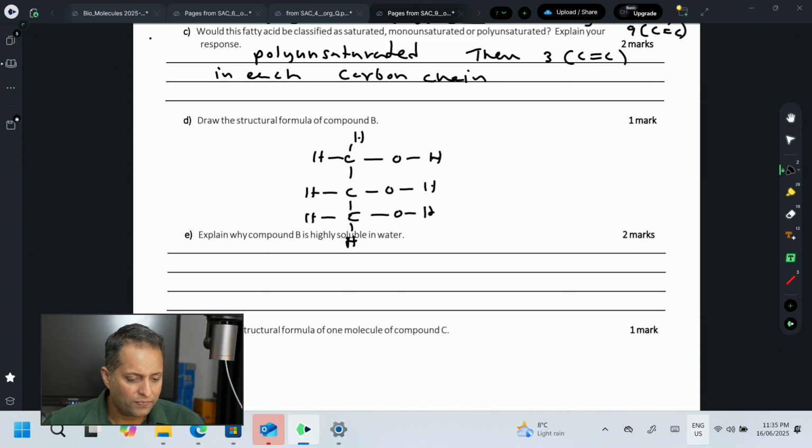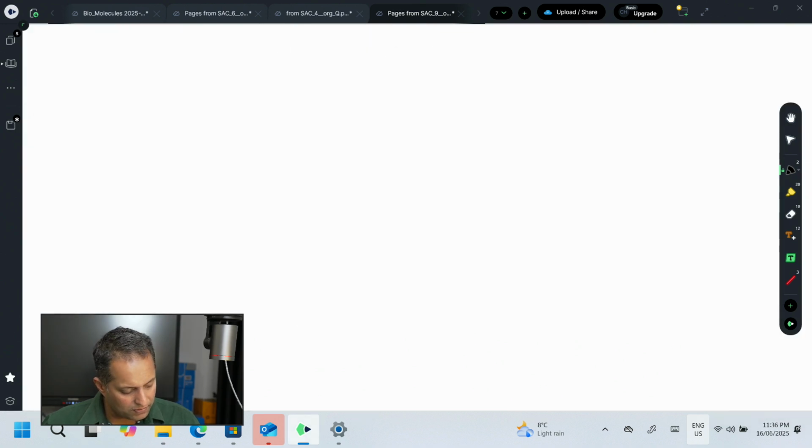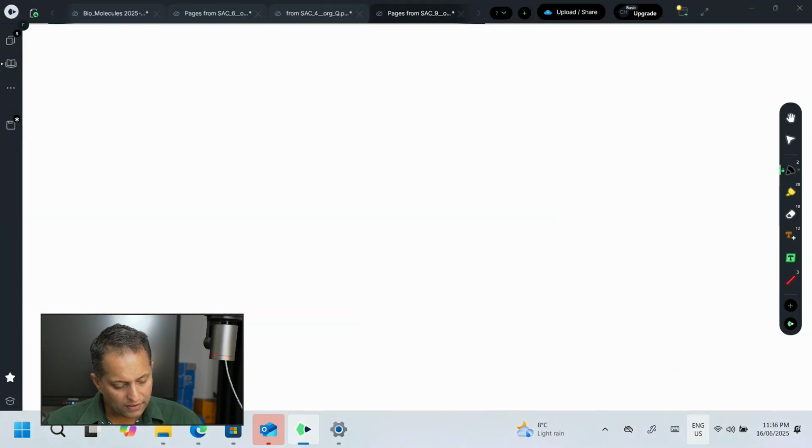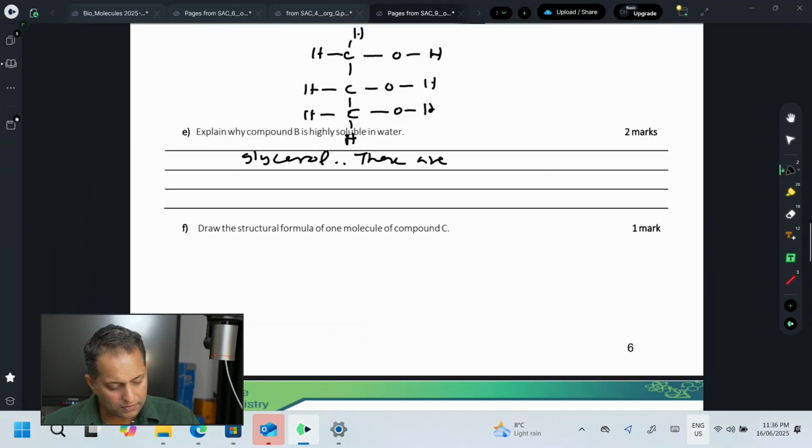So what do you have to say? Draw the structure. We have to say this is glycerol. Glycerol has three hydroxyl groups. So in glycerol, there are three hydroxyl groups.